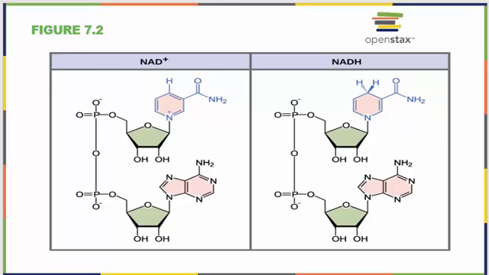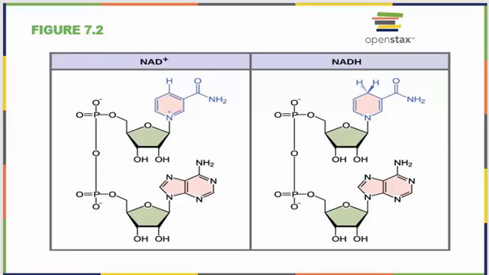Carriers can function like batteries that can be charged and uncharged. The most common carrier that we're going to study is nicotinamide adenine dinucleotide, or just NAD+ for short. It comes from a B vitamin and niacin working together.